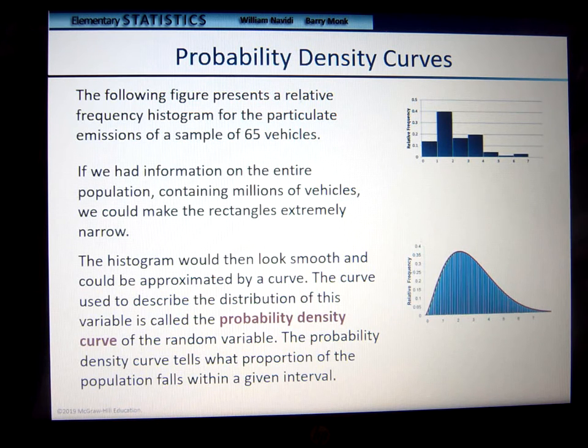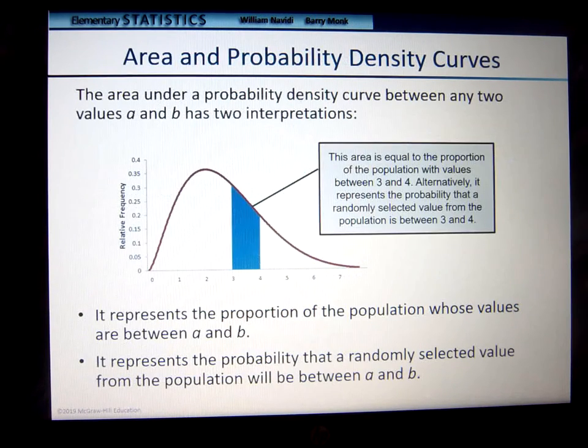The curve used to describe the distribution of this variable is called a probability density curve of the random variable. The probability density curve tells what proportion of the population falls within given intervals. The area under the probability density curve between any two values A and B has two interpretations. The area is equal to the proportion of the population with values between A and B, or alternatively, it represents the probability that a randomly selected value from the population is between A and B.